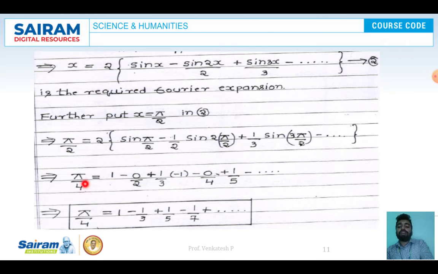So pi by 4 is equal to 1 minus 0 plus 1 by 3 into minus 1, because sin 3 pi by 2 is minus 1. The next value will be 0 and so on. So finally, after simplifying this, we got the equation pi by 4 = 1 minus 1/3 plus 1/5 minus 1/7 and so on, which is the required solution.